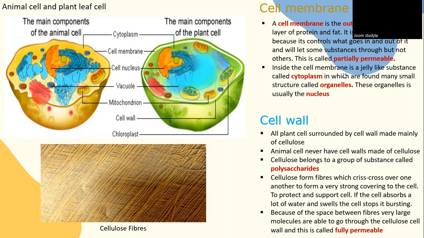Inside the cell membrane is a jelly-like substance called cytoplasm, in which are found many small structures called organelles. And one of these organelles is usually a nucleus.